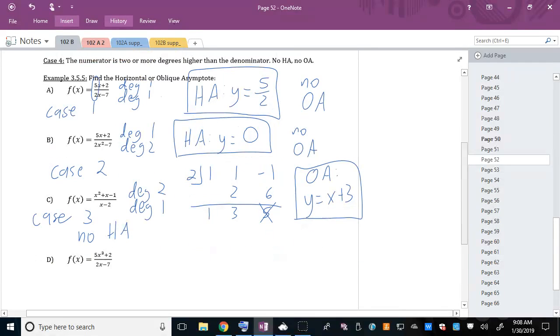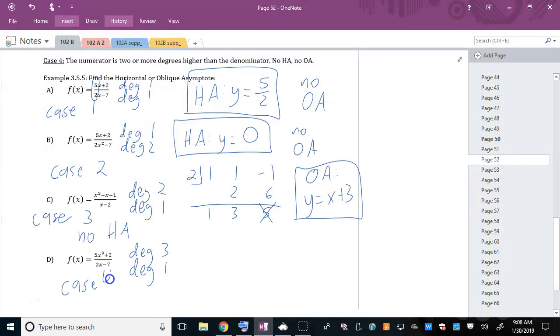All right, we do have one final case, case number 4. Now, we don't see this case very often. The good news is it's fairly easy. So here, the numerator is 2 or more degrees higher than the denominator. So here on example D, that is what's happening. So again, this is case 4.